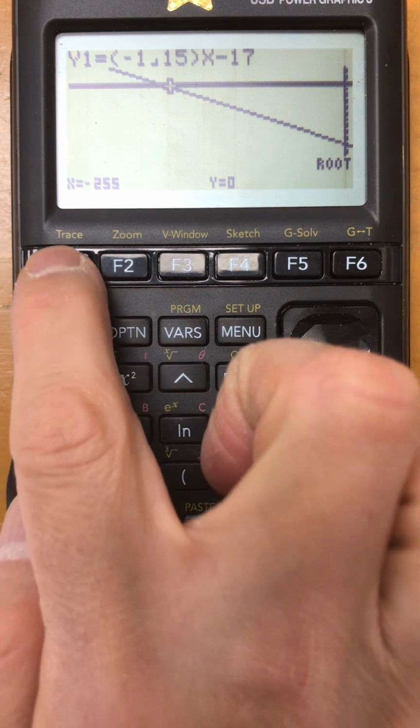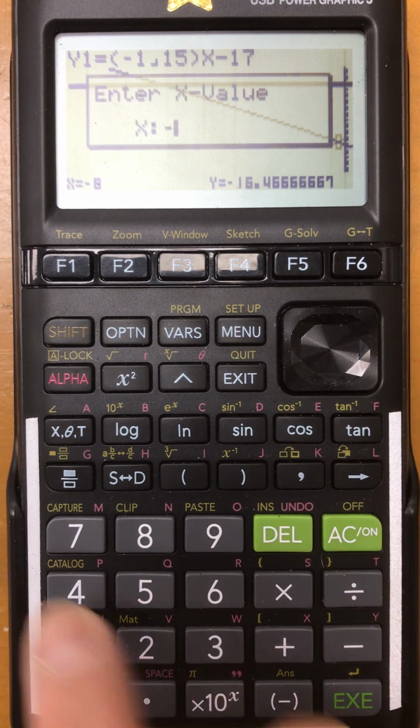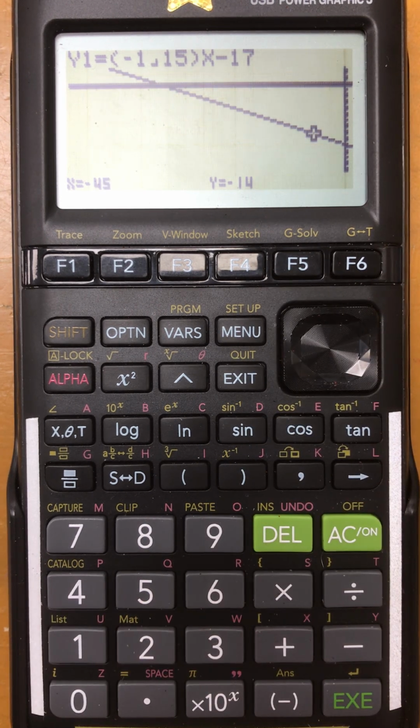So that's a trace function. Negative 8 returns a y value of negative 16.46, repeating. Okay, for an x value of negative 45, I get a y value of negative 14. Okay, next one. Determine the x values for the following y values.